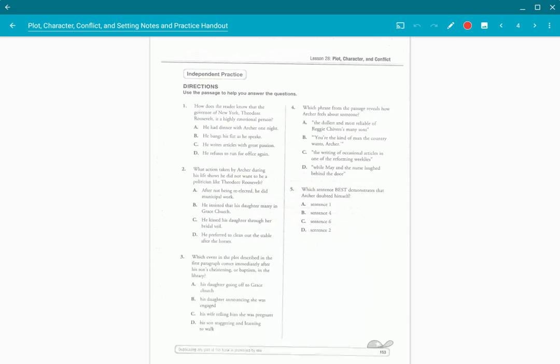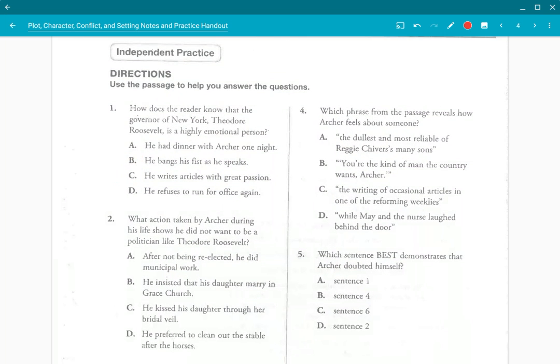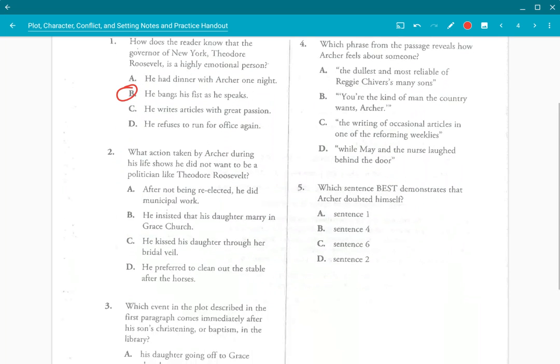All right, you've answered the questions. Let's see how we did. How does the reader know that the governor of New York, Theodore Roosevelt, is a highly emotional person? He bangs his fist as he speaks. That's another good example of show versus tell. What action taken by Archer during his life shows he did not want to be a politician like Theodore Roosevelt? So after he's not reelected, he did municipal work. He didn't try to become a politician. He didn't continue down that path.